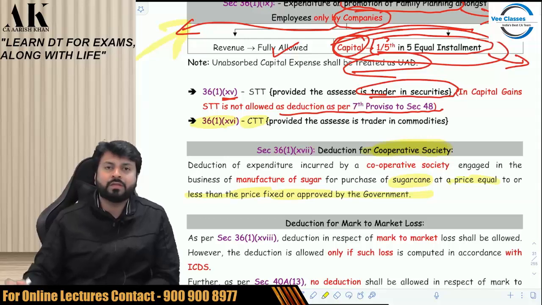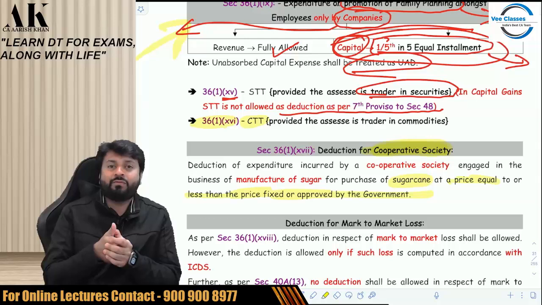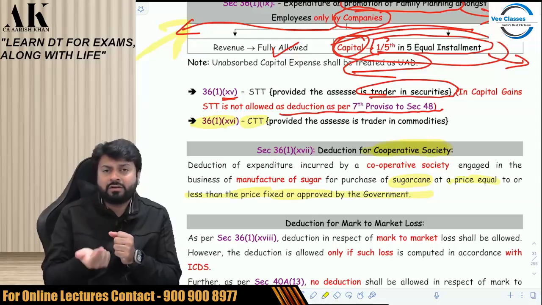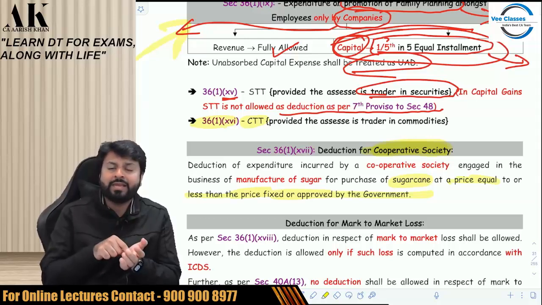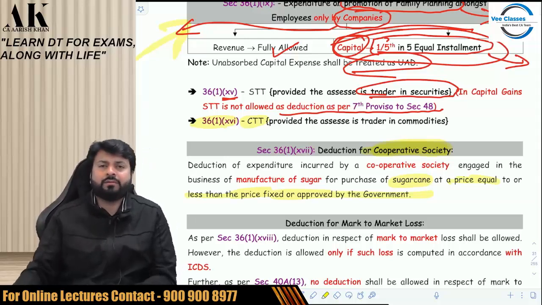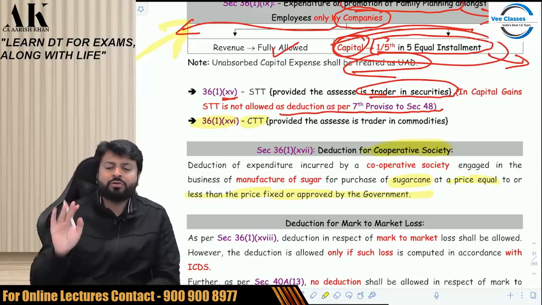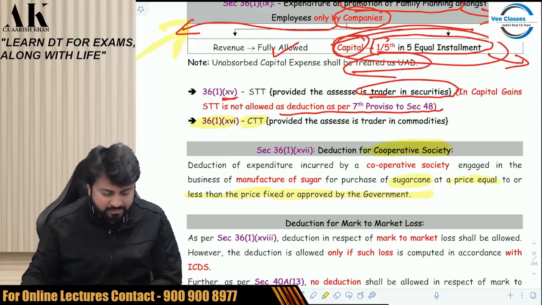Not allowed. So deduction is available to whom? Cooperative society. What is the cooperative society doing? Manufacturing of sugar. What are they buying? Sugarcane. At what price are they supposed to buy? The price which is fixed by the government. They're not supposed to buy at a price higher than the government price. If you do that, you will not get the deduction. I hope it is clear to all of you. Okay.